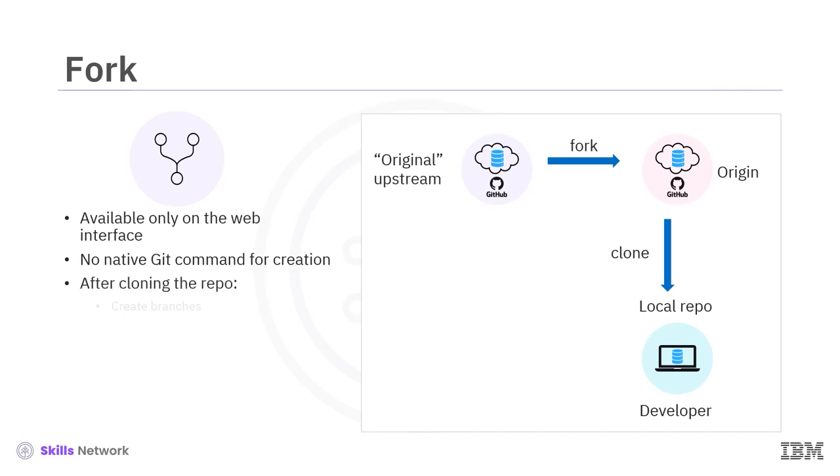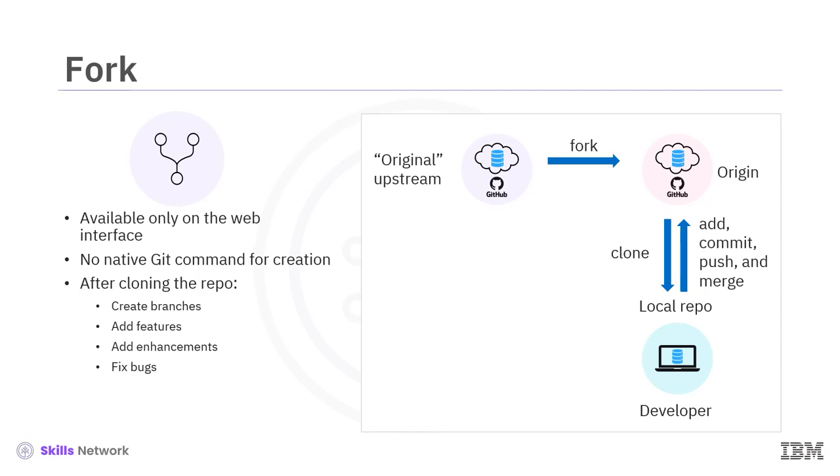After cloning, you can create branches and easily make changes to the codebase, like adding features, enhancements, or fixing bugs. Finally, you can add, commit, and push your changes to the branch and request to merge the branch with the main branch in the origin. However, it is important to note that the synchronization of changes using push and merge can only be done with repos that the developers have write access to.